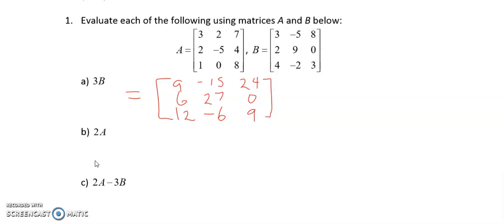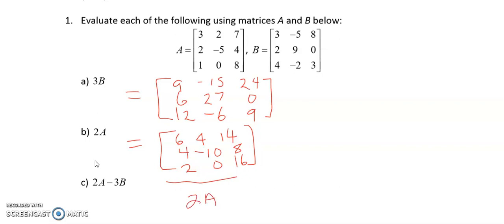And now for B, for 2A, multiply everything in the matrix A by 2, you will get 6. 2 2s are 4, 7 2s are 14. And you'll have 4, and you'll have negative 10, and 8, and 2, and 0, and 16. Now you'll notice that part C asks you to subtract one from the other. So here's matrix 2A right here. I'll just leave that there. There's 2A. Now we're going to subtract matrix B. So I'll just write that behind it here.